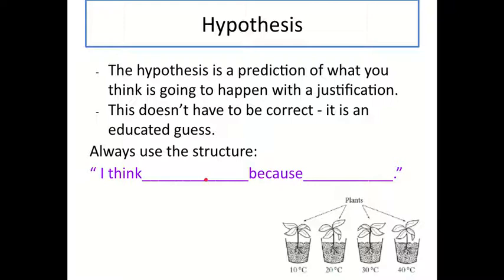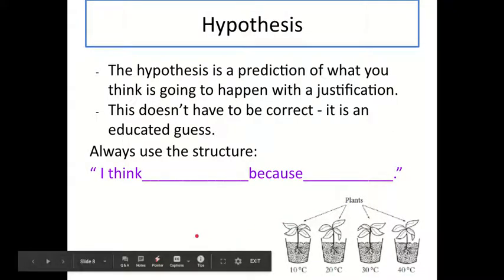The hypothesis is where you predict what you think is going to happen in your experiment with a justification of why. An important point here is that this doesn't need to be correct. It should be an educated guess based on what you know already and the background information you have on that topic through your lessons. So for the hypothesis, you should try and use the structure, "I think", then whatever you do think is going to happen, and then "because", and then give your justification.